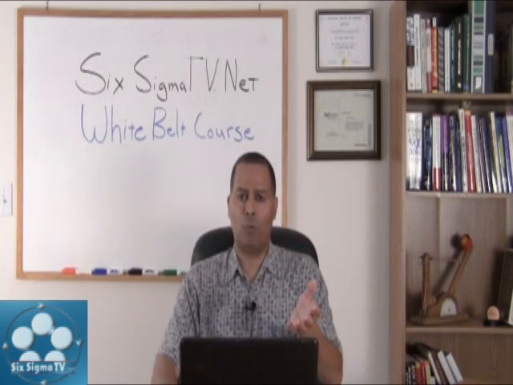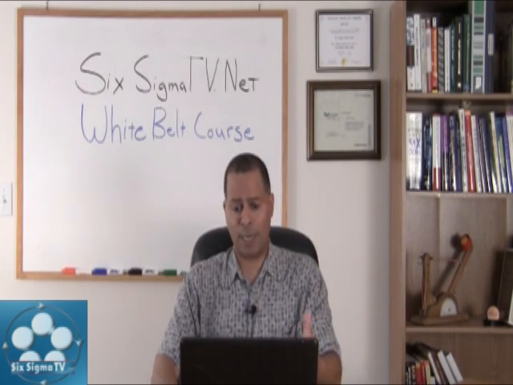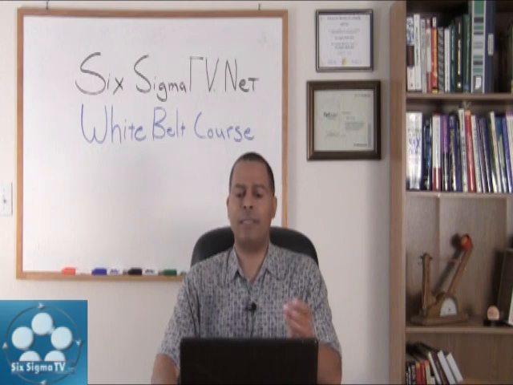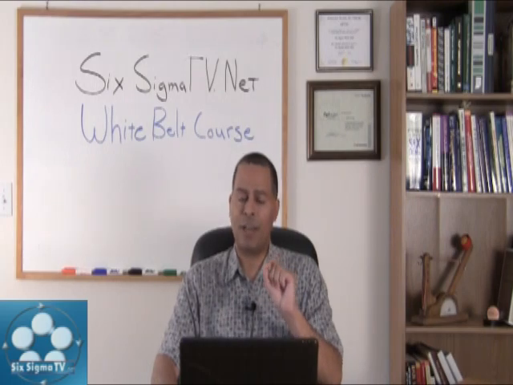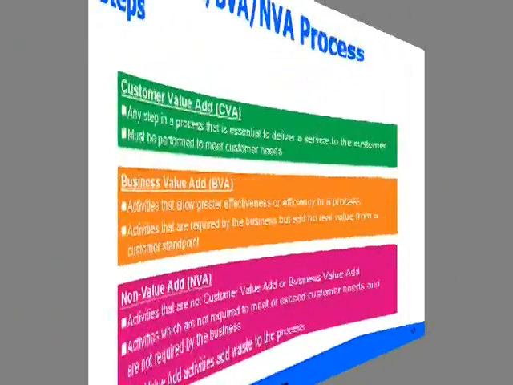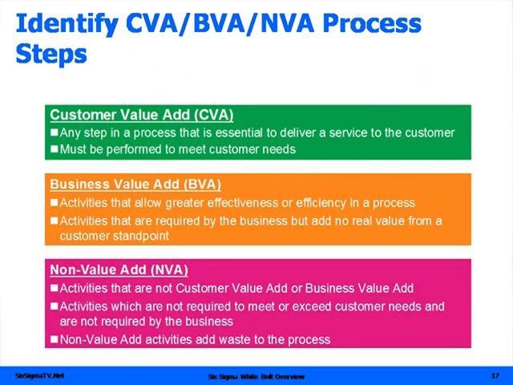The things you want to look for once you do a spaghetti chart or any kind of process map is look at the 3 types of value-added or non-value-added information in your process. The thing you want to look at is the green one here, which is your customer value-added. Any step in a process that is essential to deliver the service to the customer, it must be performed to meet the customer needs.